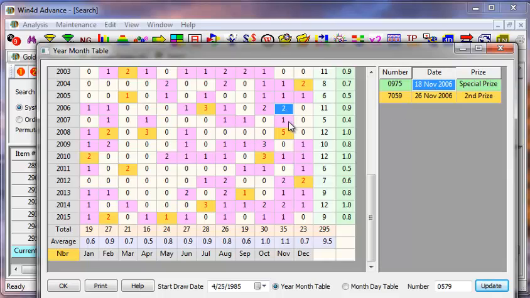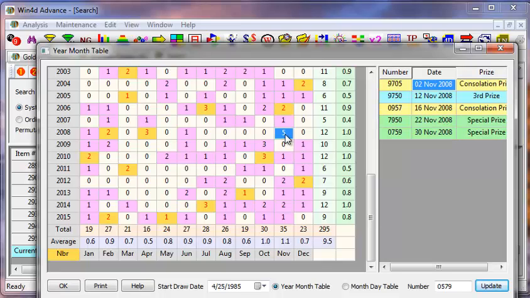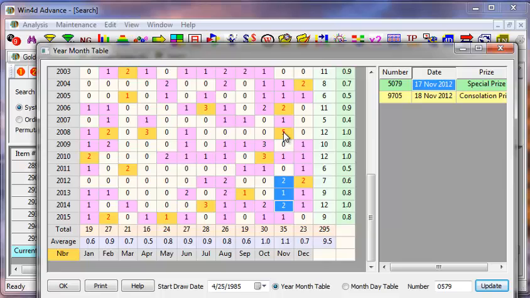So the next set of numbers for Magnum that I have for you is 0579. Please take note, 0579. Now why this number? Same thing.